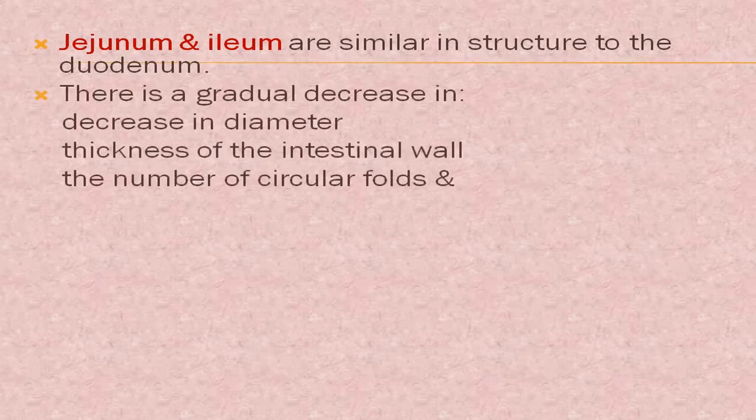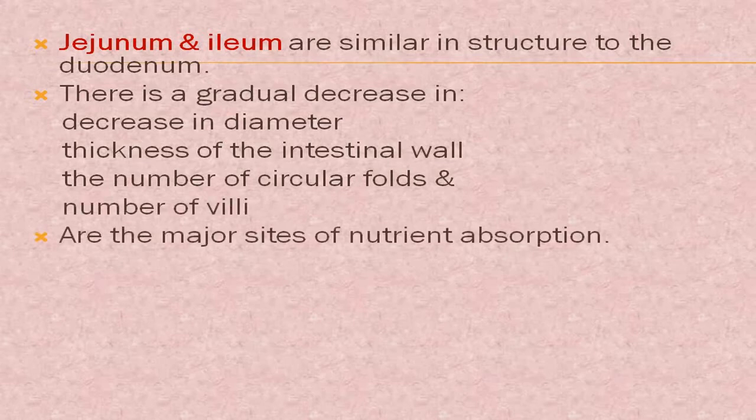Jejunum and ileum, they are also similar in structure to the duodenum, but there is a slight difference, because in the jejunum and ileum there is a gradual decrease in diameter, in the thickness of the intestinal wall. The intestinal wall gradually become thin as we move from jejunum to ileum, and the number of the circular folds and the number of villi also decreases in the jejunum and then in the ileum. But jejunum and ileum are the major sites of nutrient absorption.